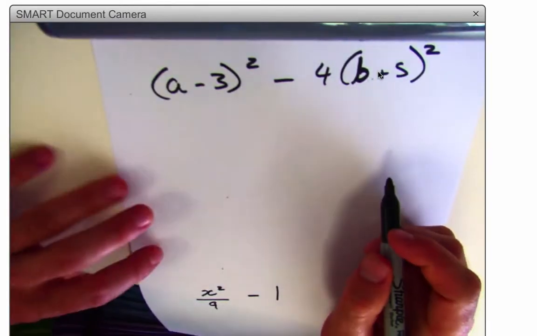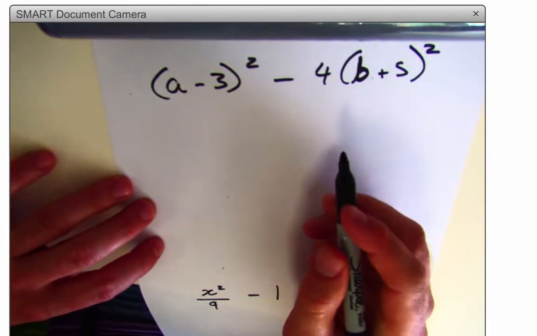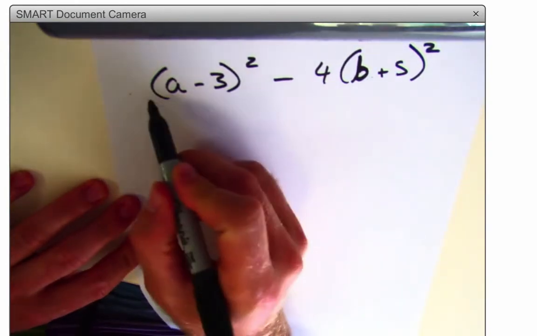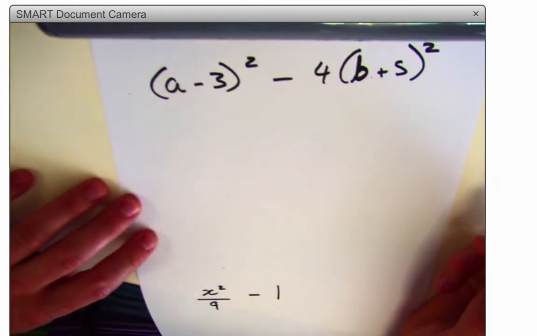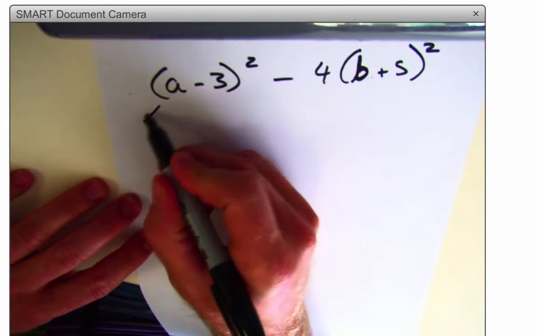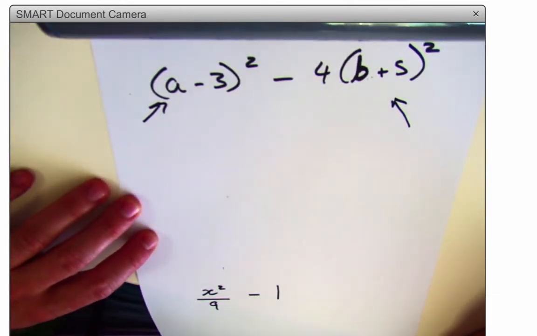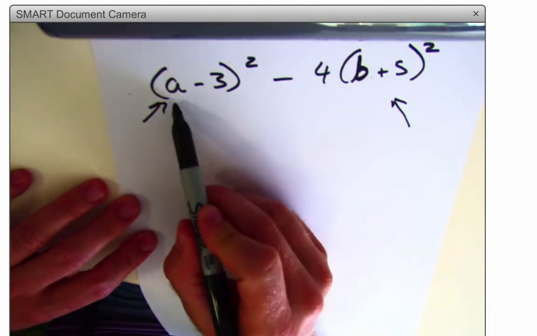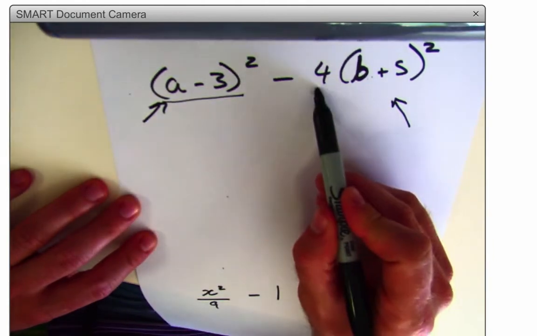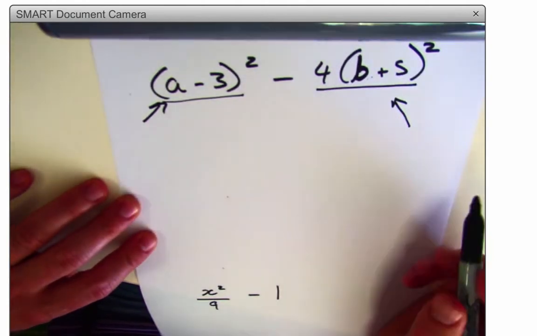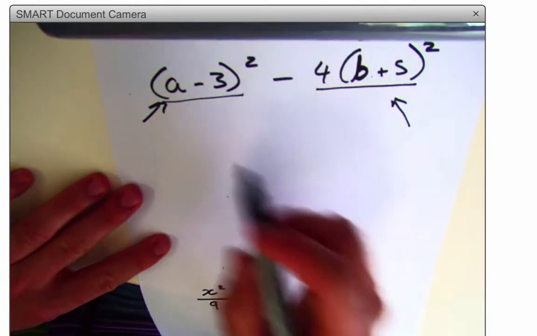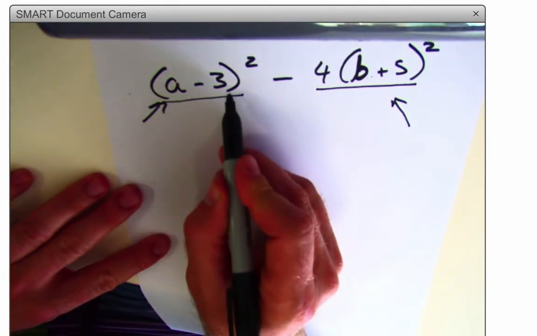So let's hit up some tougher questions. First things first, is there a common factor? Doesn't look like it. There's no common factor, so we're looking at the number of terms. There is 1 term, 2 terms. So we have an option of difference of 2 squares. This is a square, this is a square, and this is a square, so we do have the difference of 2 squares. The first square is a minus 3.